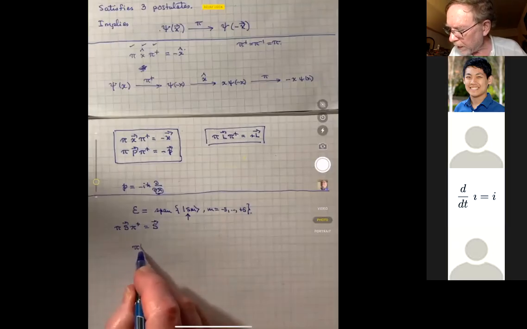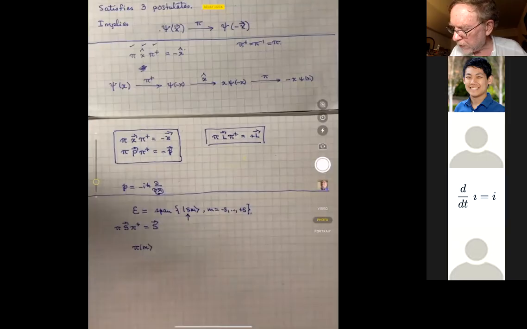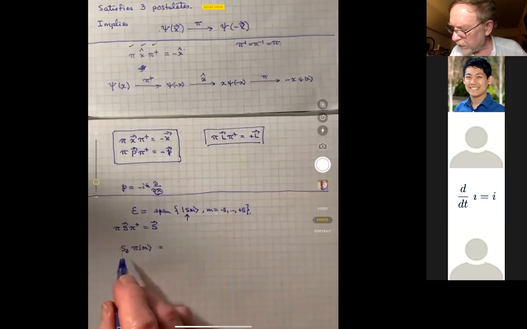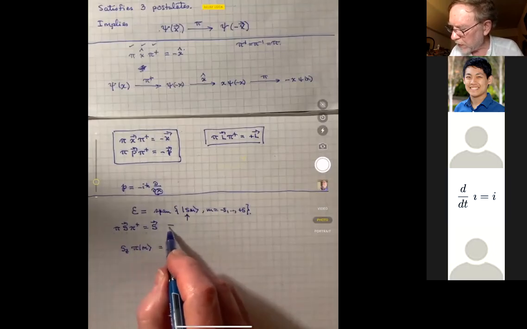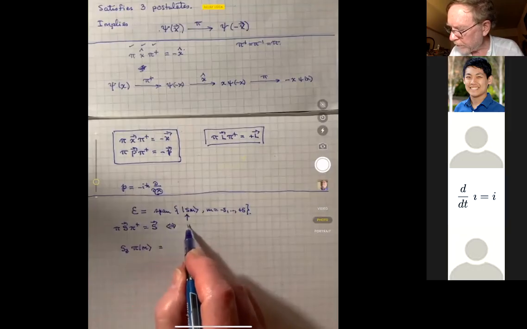So let's take a look at pi acting on a basis state m like this. If I apply S sub z to this, since pi commutes with spin, this is the same thing as saying that pi commutes with spin.